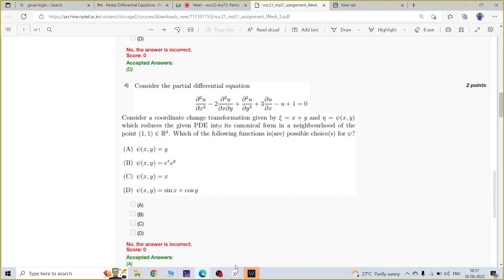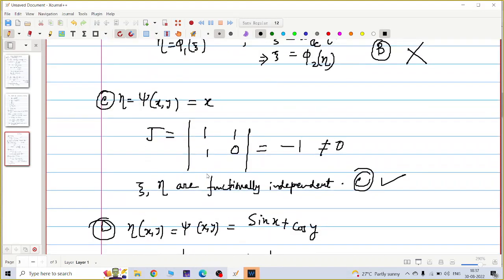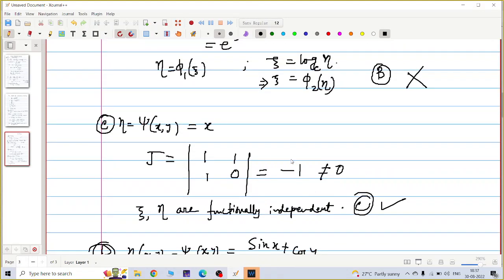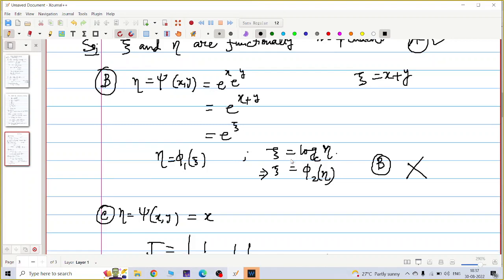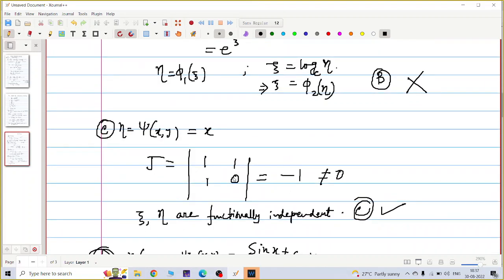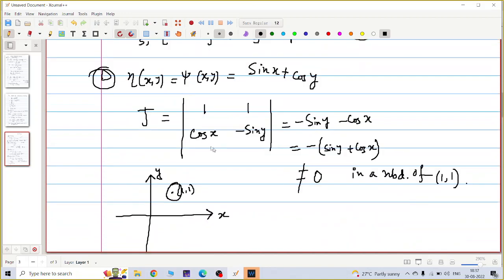Got it, sir. Actually, what happened is that in the other cases also, this j is minus 1, this j is 1. It is true for any point, and at (1, 1) also it is true. It is true for (1, 2) also, because it is independent of x and y. So the Jacobian is non-zero everywhere. But for this particular option B, the Jacobian is non-zero in this scenario. Also, suppose they give the point (1, 2), then also this option is correct. But suppose they give (0, 0), then it is not true, because at (0, 0) it is 0.